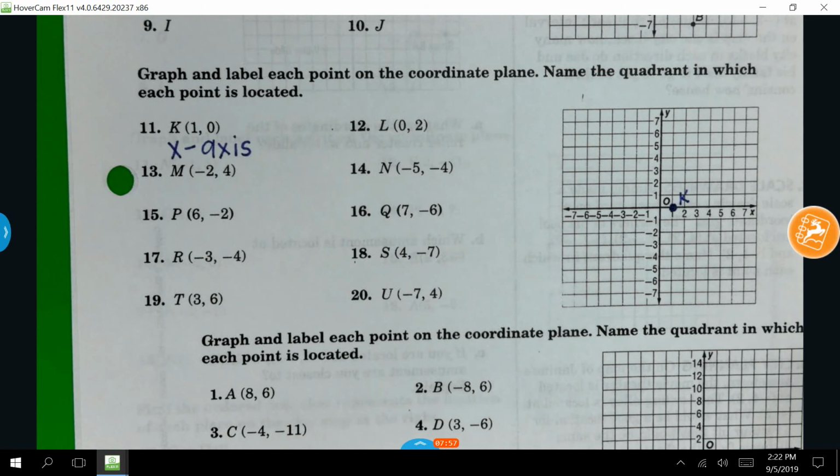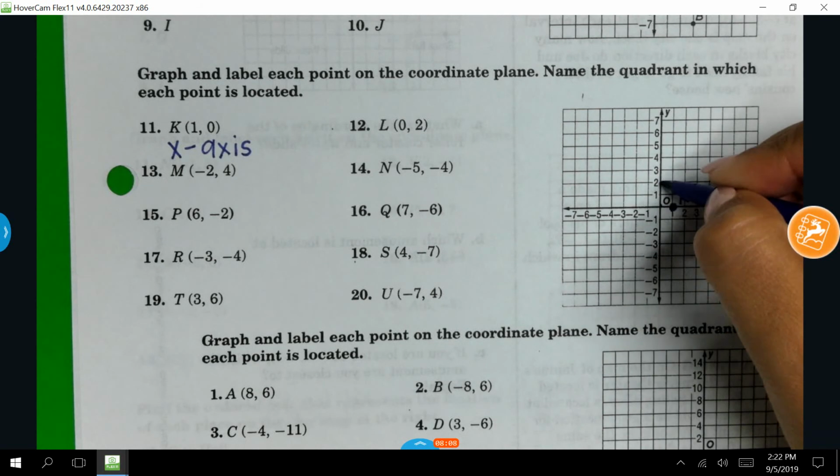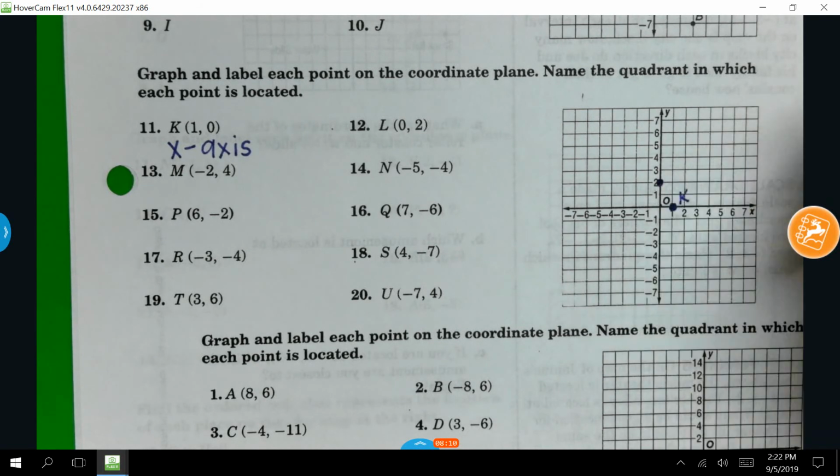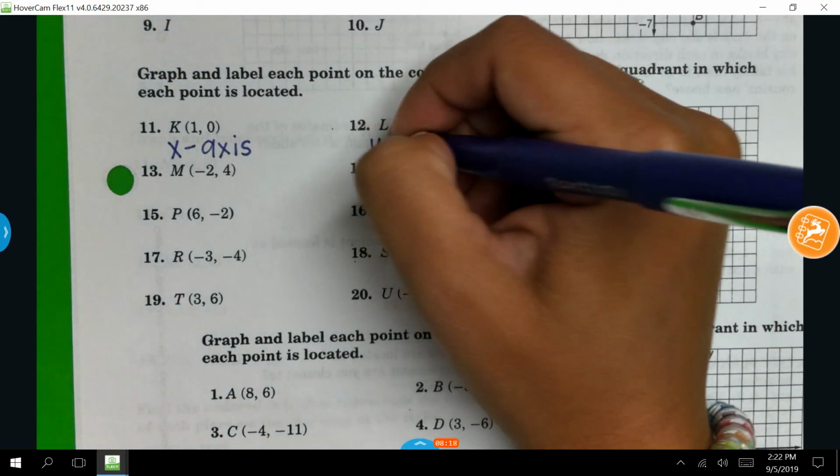All right, what about number 12, 0, 2? Am I going left or right any? No. Am I going up or down? Yes. So I'm still starting at 0 and I'm going just up 2. And that is point L. So where does it lie? Y-axis.